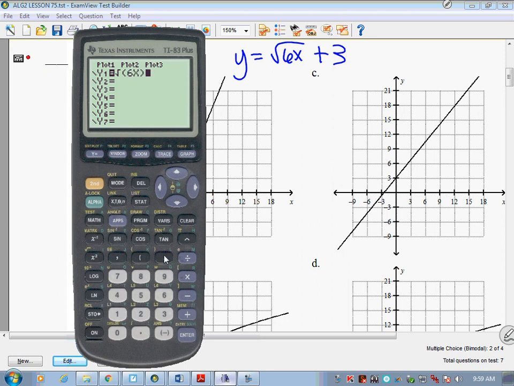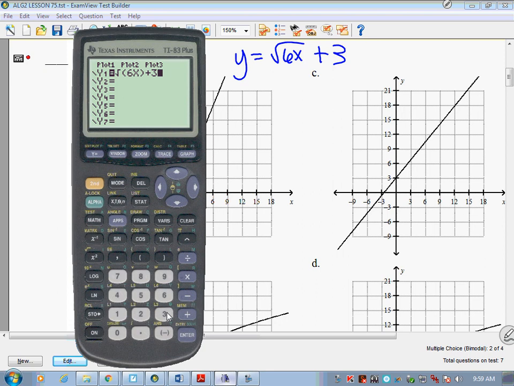All right, so this is monkey see, monkey do. You're going to hit y equals. You're going to hit second, and then x squared. That's going to give you your square root. You're going to type in 6. Then you're going to go up to link. You're going to hit x. Then you're going to close your parentheses. That's going to make sure that 6x is all underneath the radical. Then we're going to hit plus 3. Okay, plus 3. Is everybody caught up with me?